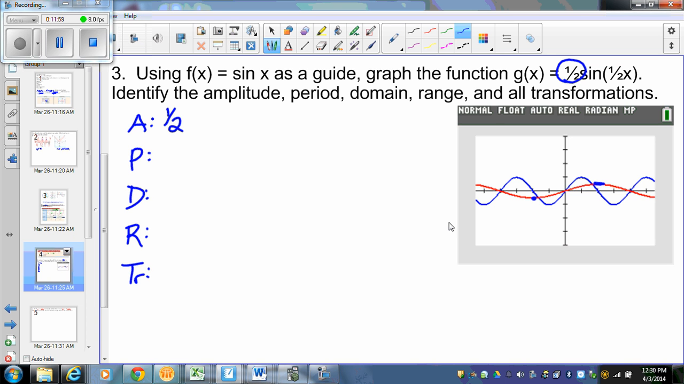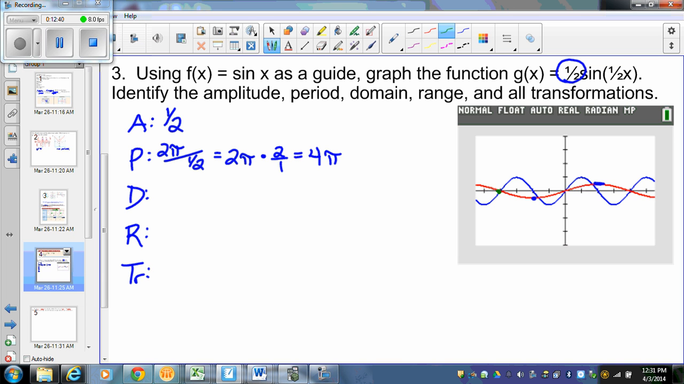Now for your period, you may not be able to look at the graph and tell exactly what the period is, but you can at least tell that it's much more stretched out than our typical period in our regular sine curve. So to figure out exactly what it is, we take 2 pi and we divide it by the coefficient in front of the x right here. So we would do 2 pi divided by 1/2, which becomes 2 pi times 2 over 1. So our new period is 4 pi. So it actually takes 4 pi units to be able to complete one full wave.